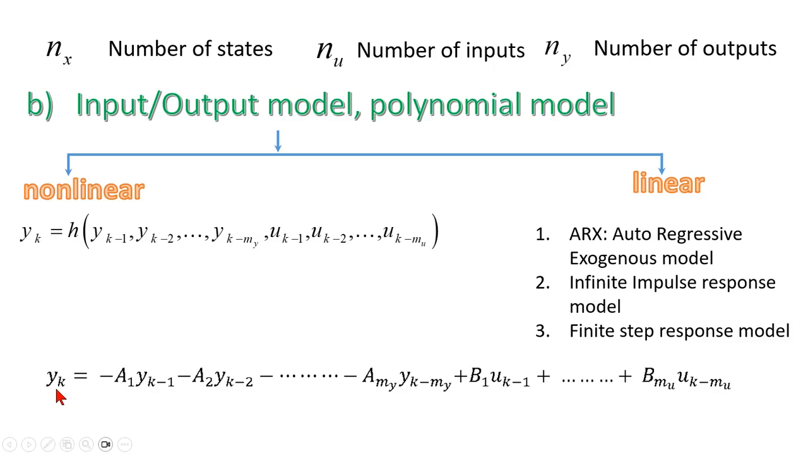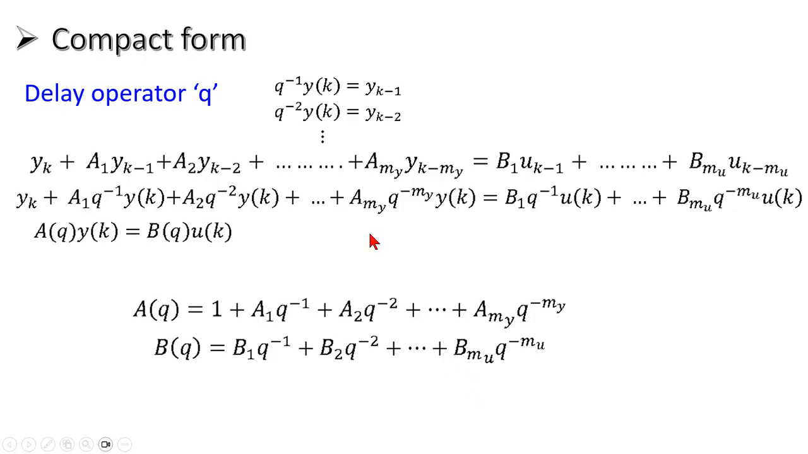So here also we can see that in an ARX model, the current output depends on past outputs, my of them, and the past inputs, mu number of past inputs. a1, a2, up to a_my are the coefficients of these past outputs, and similarly b1 to b_mu are the coefficients of these past inputs. This ARX model can be represented in a more compact form for easier representation. Let's see how we can do that.